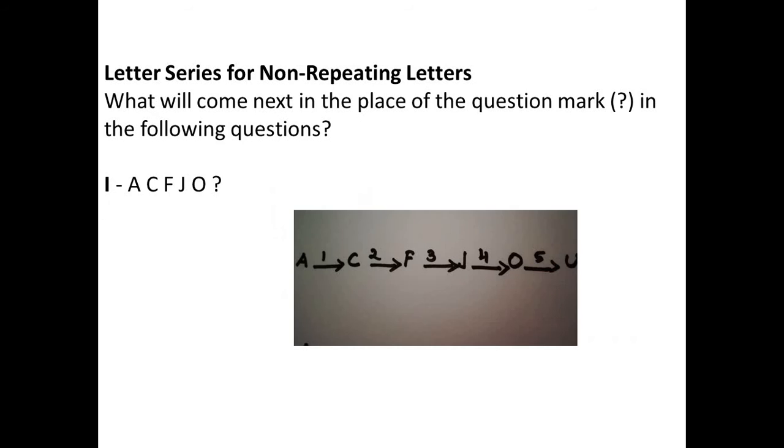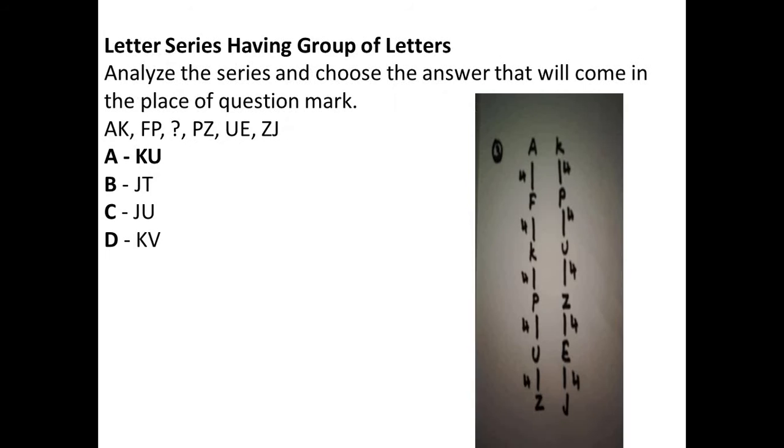The next question is based on non-repeating letters: A, C, F, J, O, and what is the next letter? See, between A and C, there is a gap of 1. C and F, 2. F and J, 3. J and O, 4. So, O, after 5 letters, what do you get? U. So, that is the correct answer.